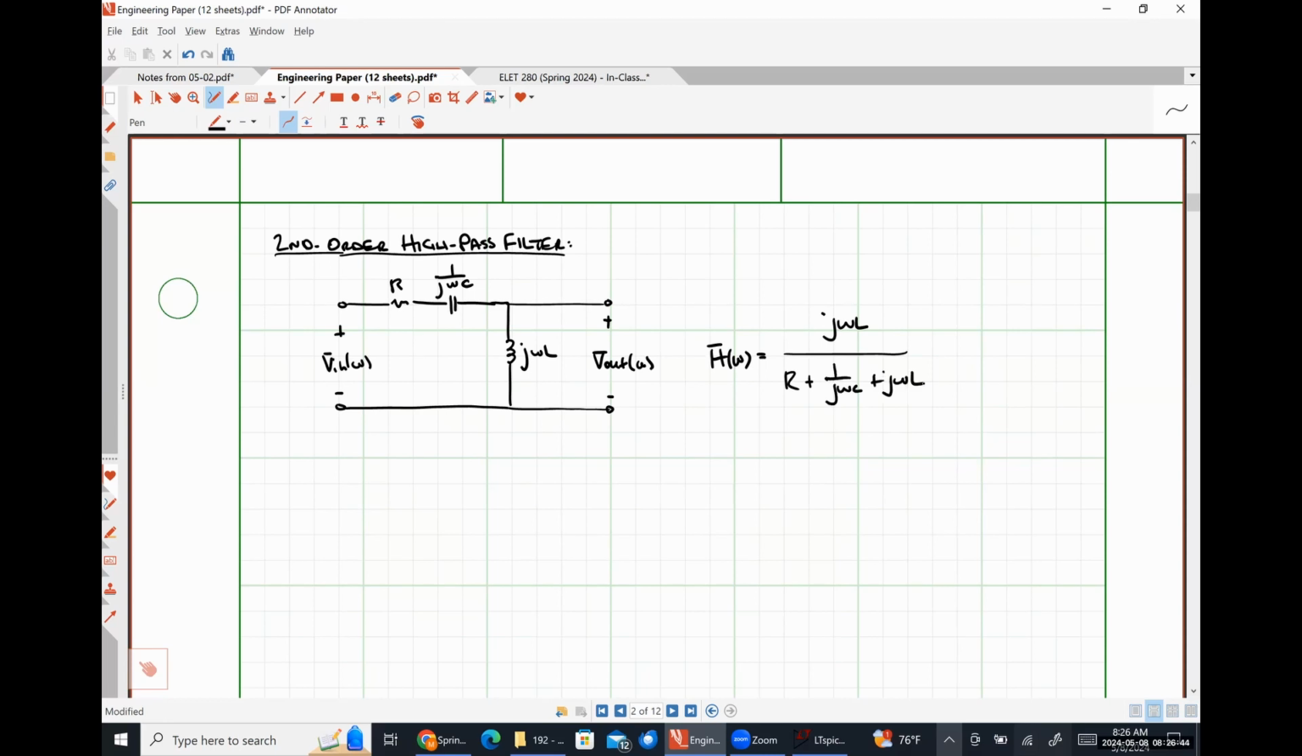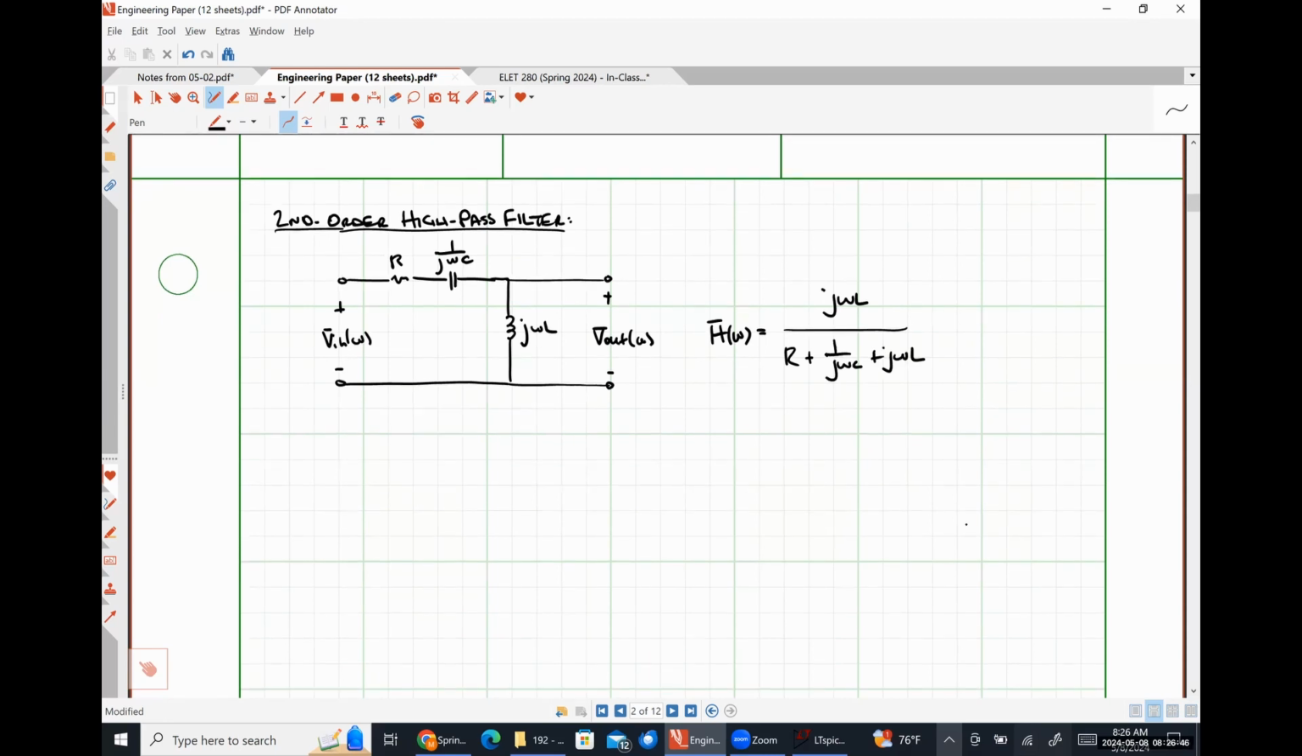Okay, I'm on board with that. So I'm going to simplify this by multiplying by negative J omega C over negative J omega C. You may be asking yourself why I happen to choose a negative sign out in front here, and it's simply so that my numerator isn't negative. Right, so J times J is -1, so I threw an extra negative sign in there to make my numerator a positive quantity.